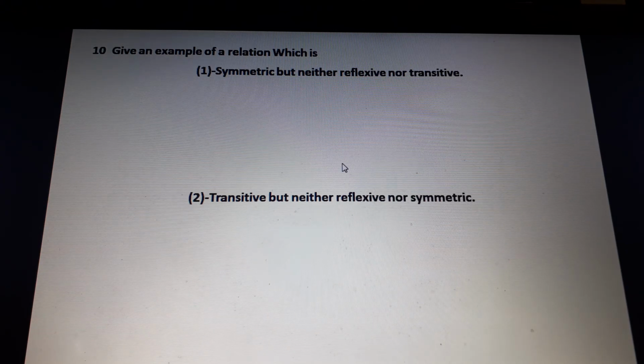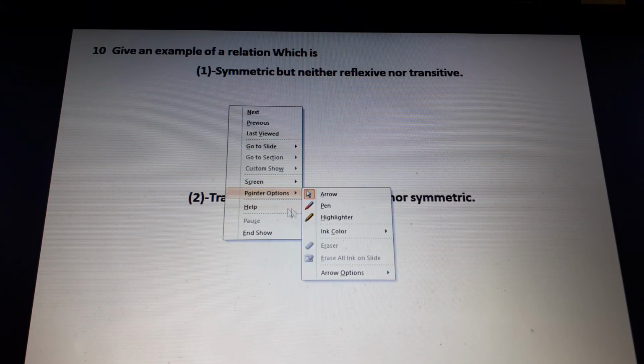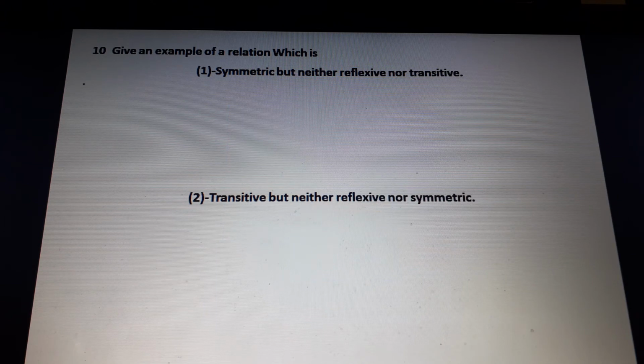So give an example of a relation which is, first one. See, here what you have to do is give an example. Sometimes you see students make one mistake: they don't write what the given set is. In any such question, first thing you have to do is write, say for the first one, let A equal to one set. Let me take {1, 2, 3}. Now I should produce one relation. First it should be symmetric, but neither reflexive nor transitive.